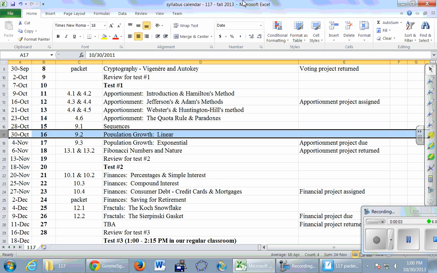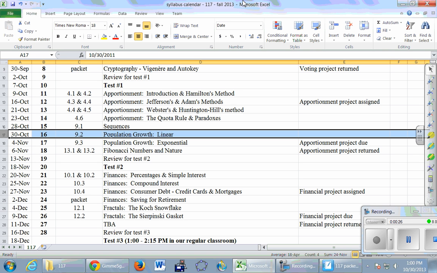All right, so we'll take our usual look at the calendar. Today we continue talking about the sequences, but we'll specifically be talking about populations and linear growth, whatever that means. Next class we will continue with populations, but we'll talk about something called exponential growth, and then one more class before the test. The apportionment project is due Monday, coming up, the very next class.